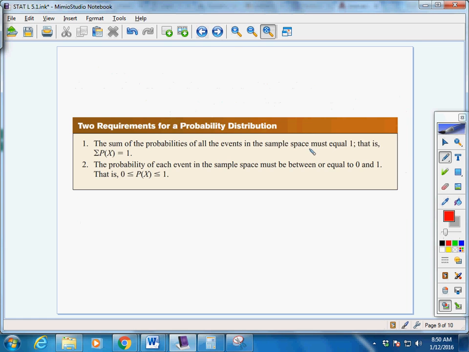So to figure out if something's a probability distribution, it just has to follow these two simple requirements. They have to add to give you 1, and all the probabilities must be between or equal to 0 and 1.